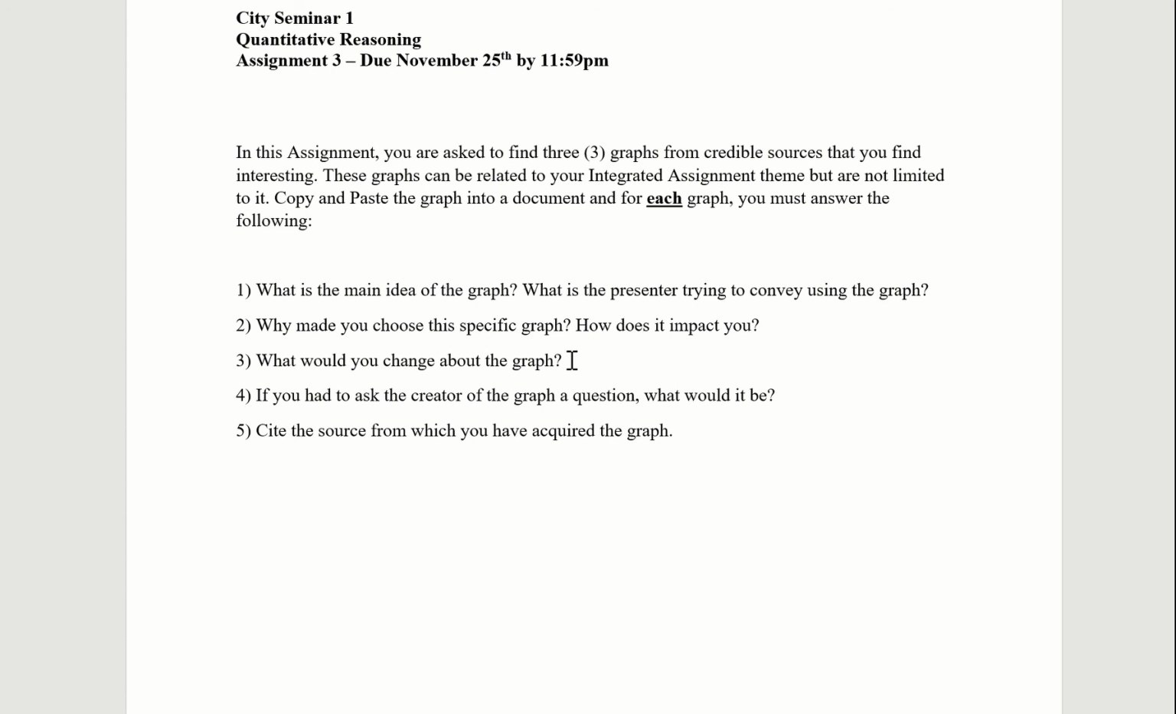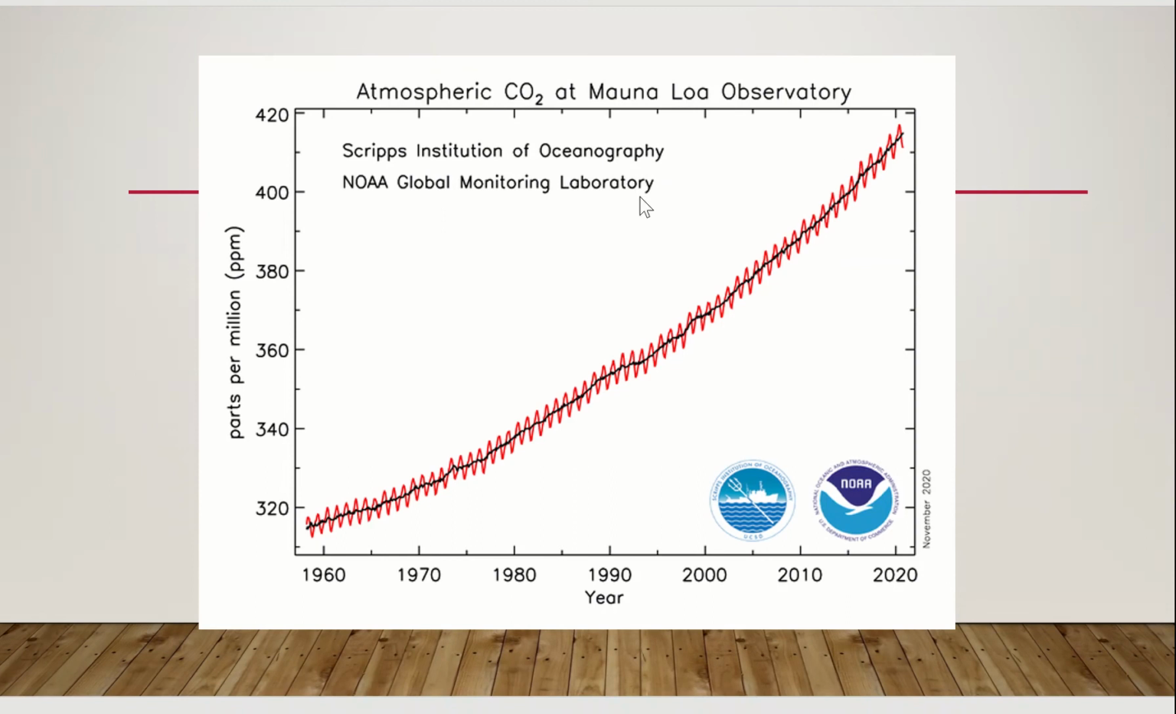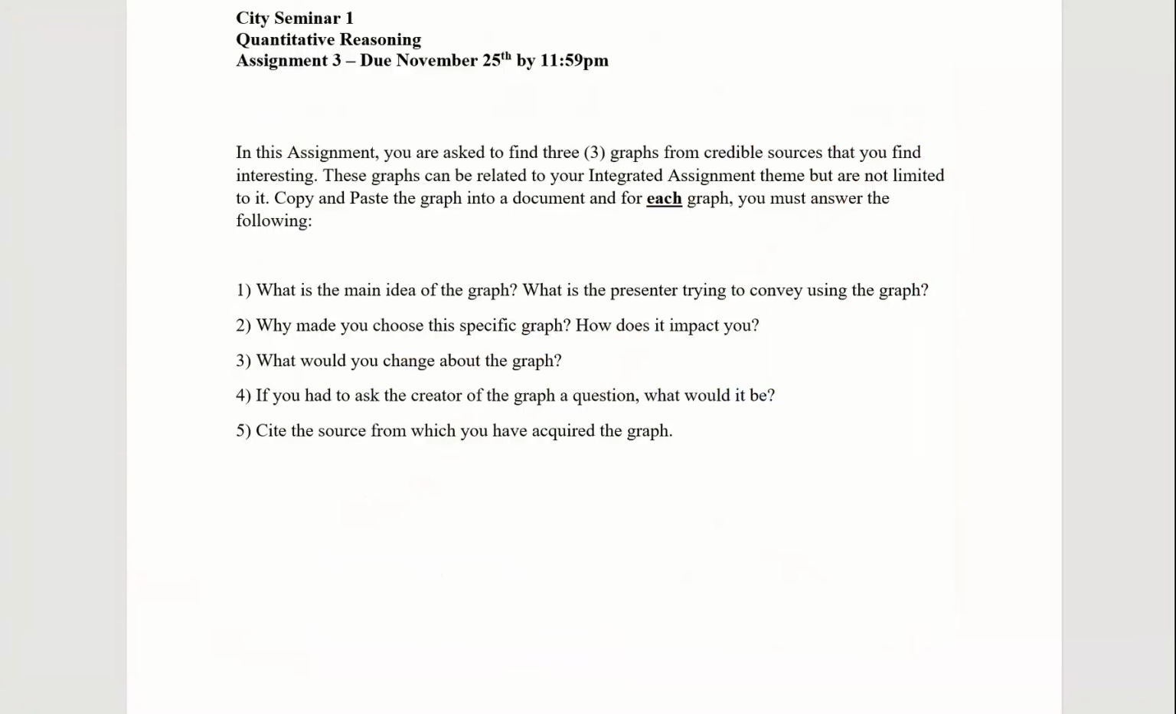There's always room for improvement. For every type of graph, there's always room for improvement, right? So that third question is asking us what would you change. Just to give you an example, in this graph, I would have them mention what the red is indicating and what the black is indicating on the graph. So that's important. Something like that, they could mention on the graph.